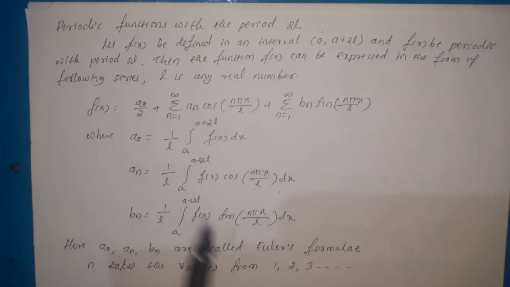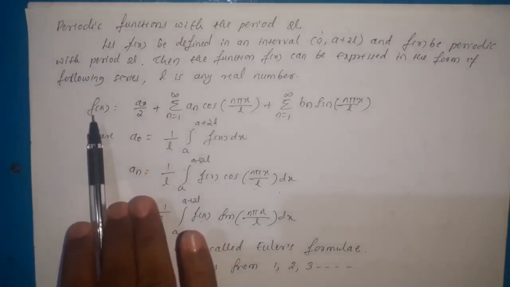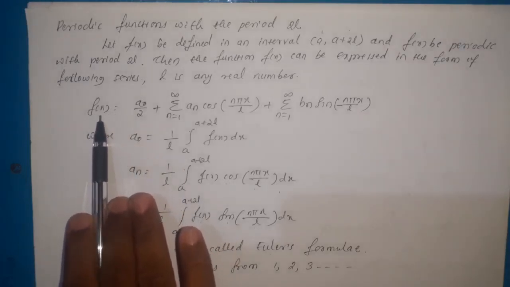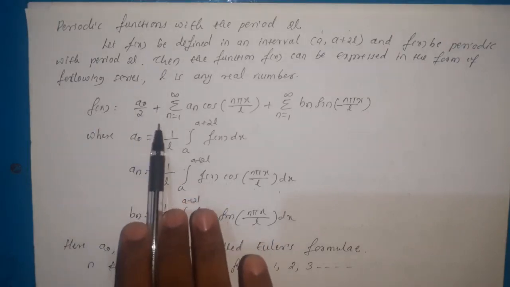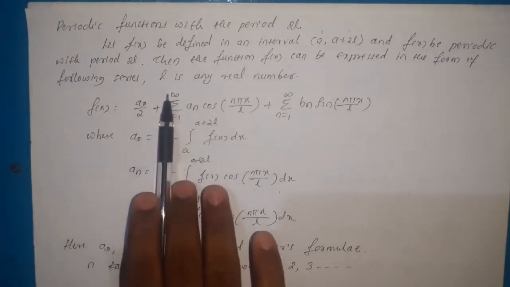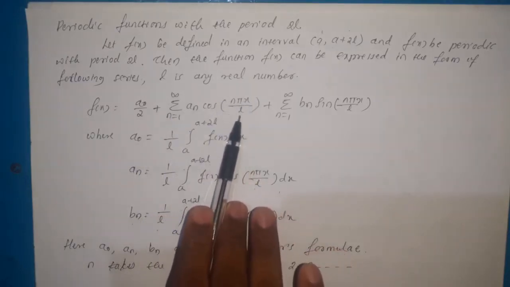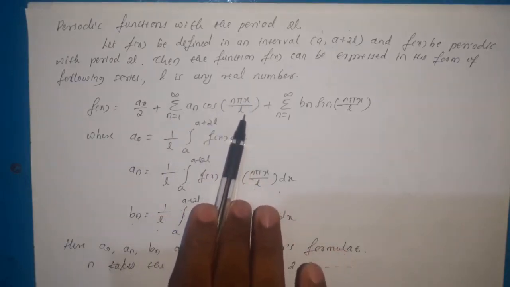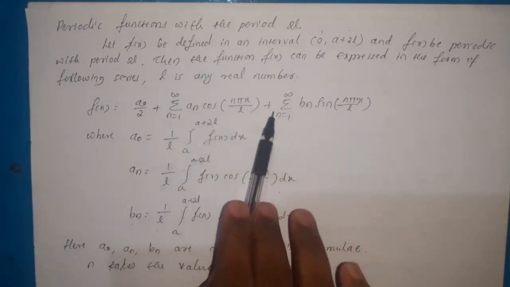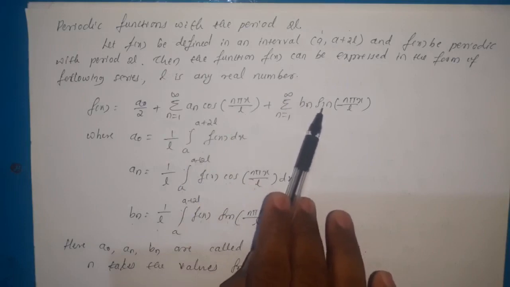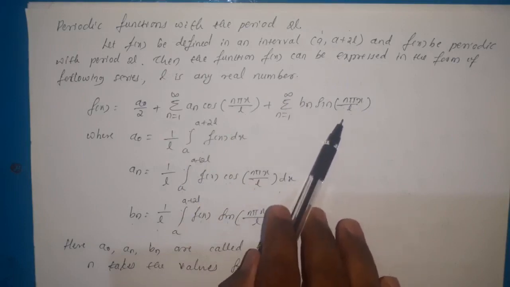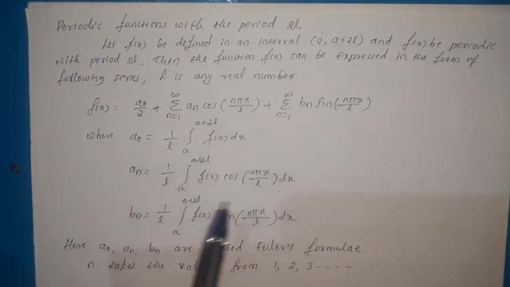Then only we are going to use the series f of x equal to a naught by 2 plus summation over n equal to 1 to infinity a n cos n pi x divided by L. What is L? Period is 2L and we have to consider half of that, and n equal to 1 to infinity bn sin n pi x divided by L. So this is the Fourier series of the function of period 2L.